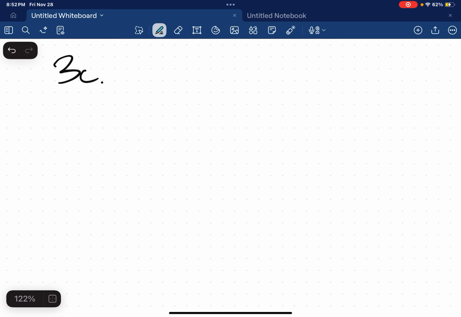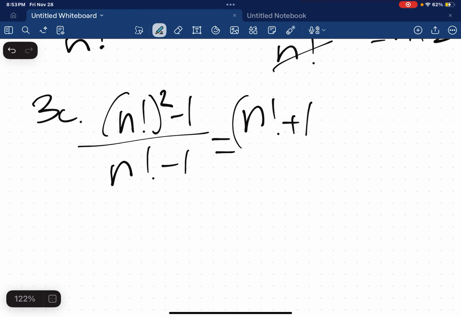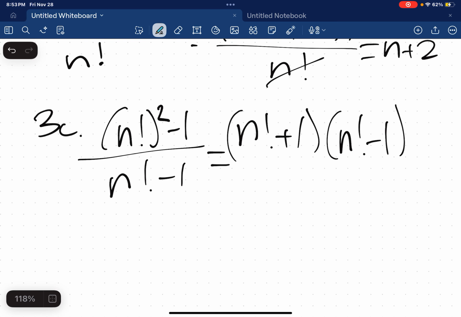3c. We have n factorial squared minus 1 divided by n factorial minus 1. And that's just going to be equal to n factorial plus 1 times n factorial minus 1. The reason this is true is because a squared minus b squared is going to be equal to a plus b times a minus b. Always remember that.